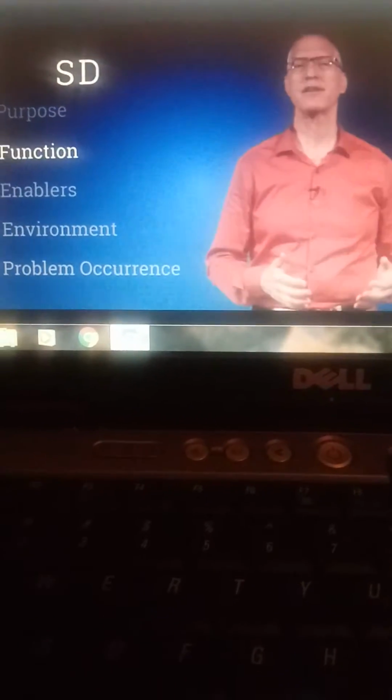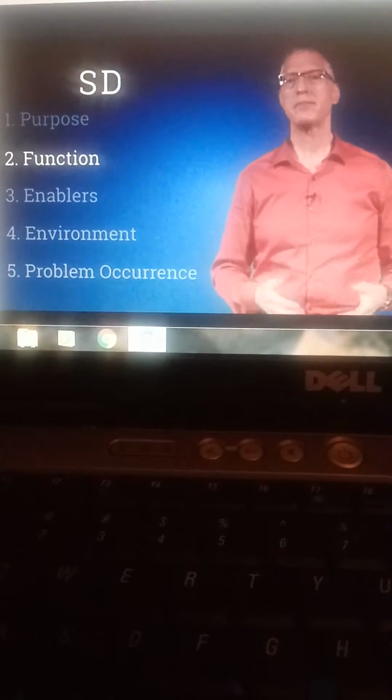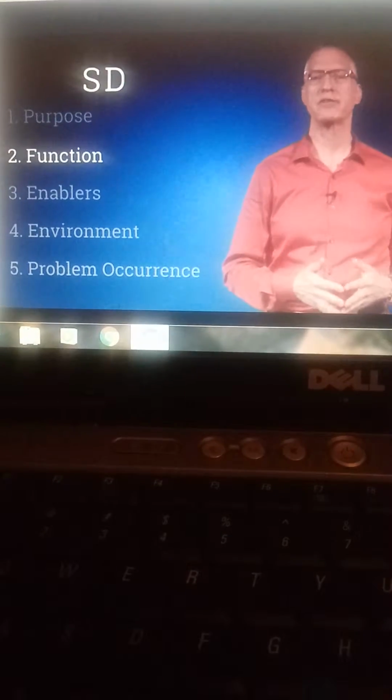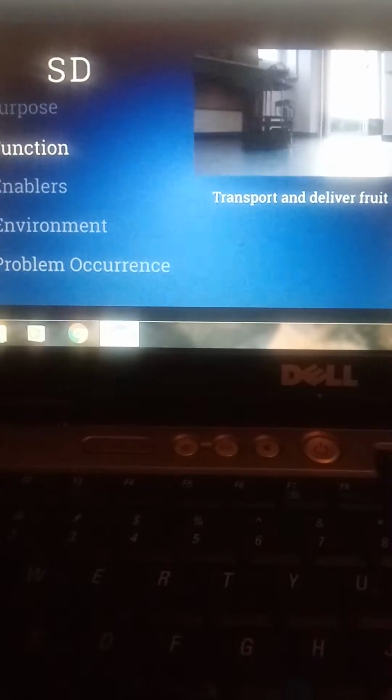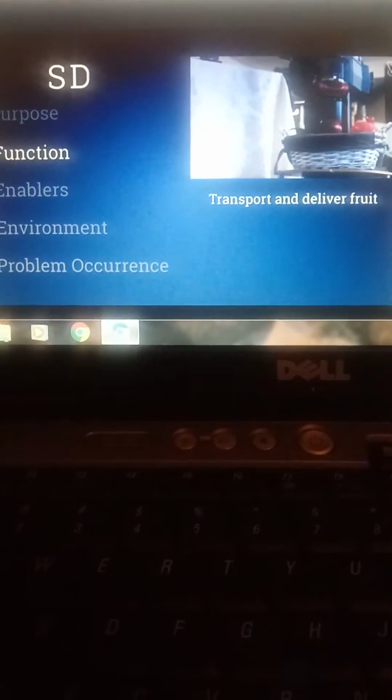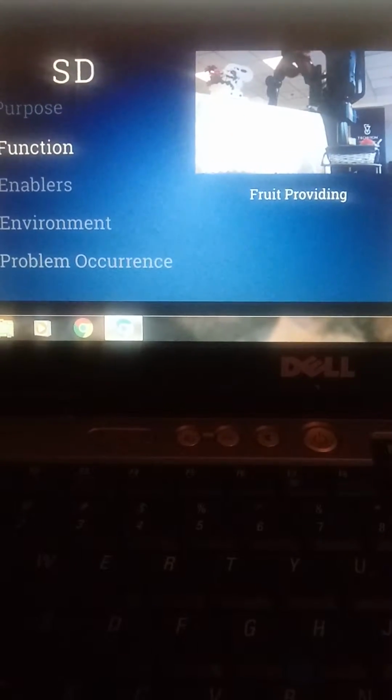The second SD component is the system's main function. What is the main process and the object it transforms that together deliver the benefit? Our system picks, transports, and delivers fruit. In short, we can therefore call the function fruit providing.